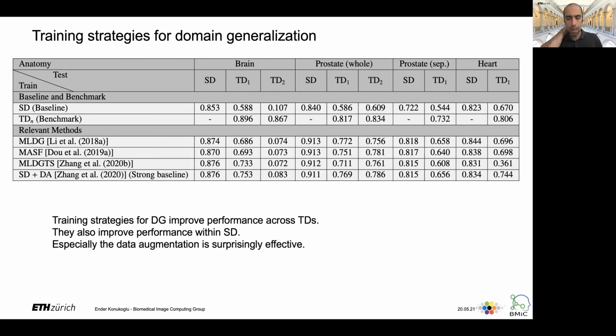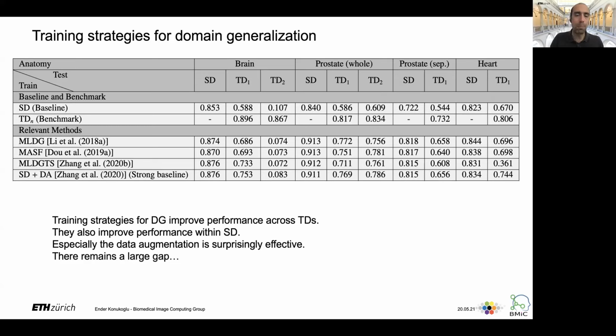But maybe the important thing here is that all these complicated meta-learning algorithms are good, but even the simplest data augmentation method seems to work wonderfully well and possibly better than the other ones for these data sets. So it's actually surprisingly effective.